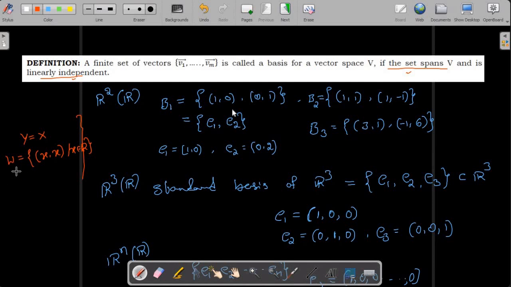Now, what is the basis set of this W? You know that every element can be expressed in this form, (x, x). Now this (x, x) can be rewritten as x times (1, 1). So every element can be written as a multiple of (1, 1). It means (1, 1) generates the entire W. Therefore, the basis set has only one element. The basis of W is nothing but this singleton set {(1, 1)}.